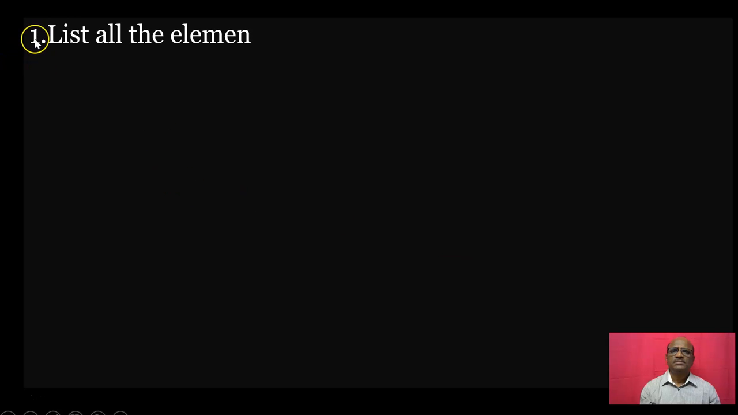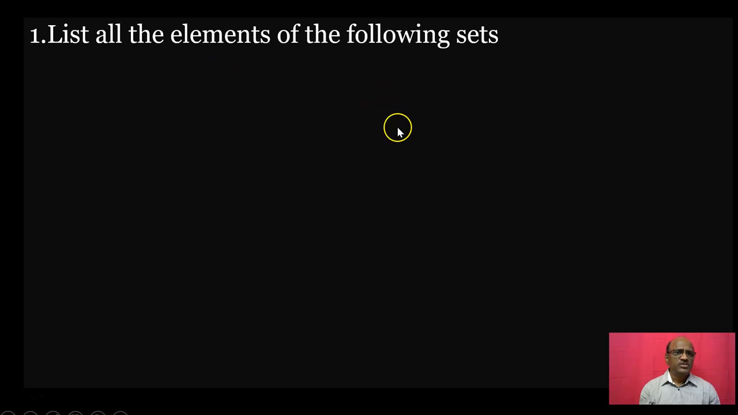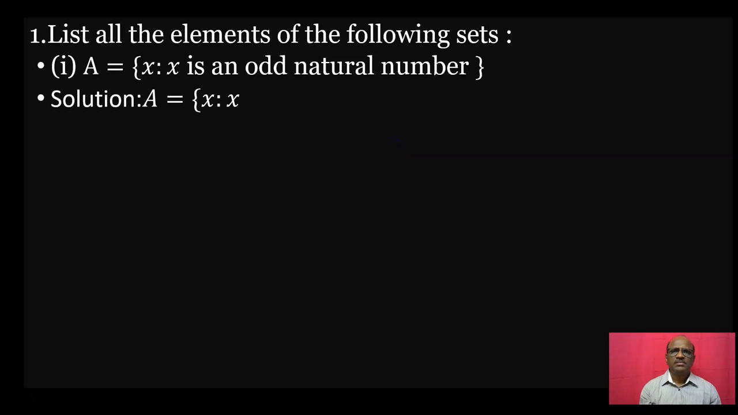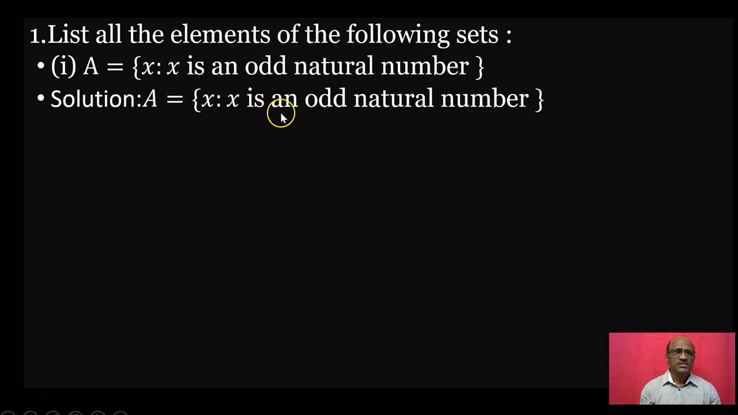Next question. List all the elements of the following sets. First, A equals {x such that x is an odd natural number}. Therefore, A equals {1, 3, 5, 7, 9, ...}.